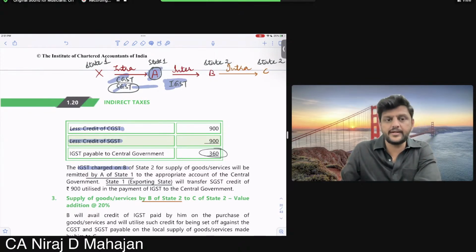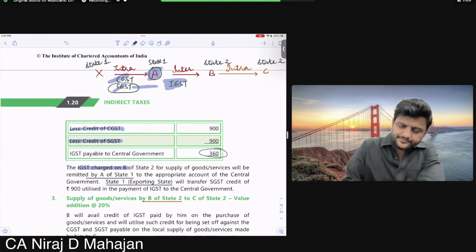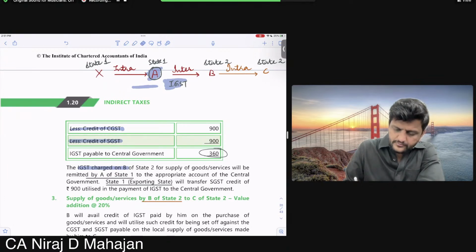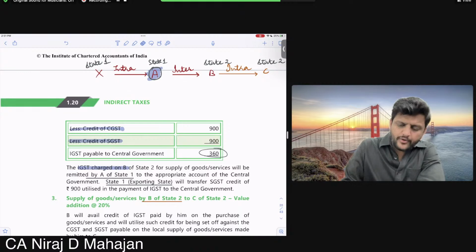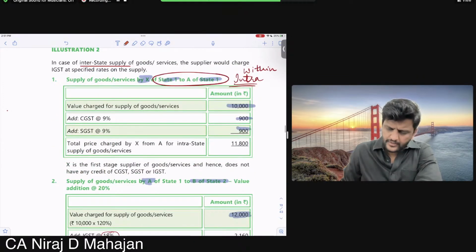B to C is intra. This is not a different example, it is continued. I'll just remove some figures here. Tell me, before taxes was how much? Before taxes, X to A is 10,000, it is the same. X to A, check here, 10,000.